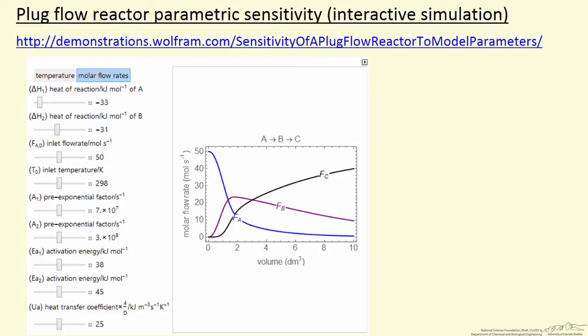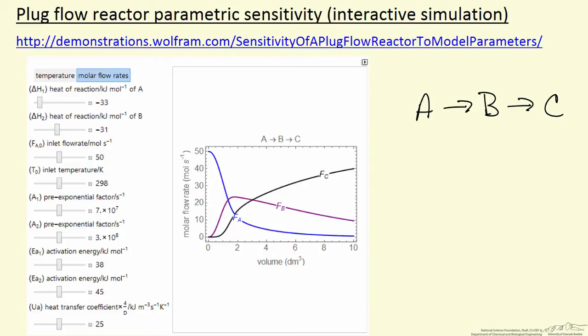In this case, we're plotting the molar flow rate as a function of cumulative volume down the reactor. So we're looking at a series reaction. A goes to B, goes to C. They have different heats of reaction, different activation energies for each reaction, different pre-exponential factors. So we can change the rate constants. We can also change the inlet temperature.